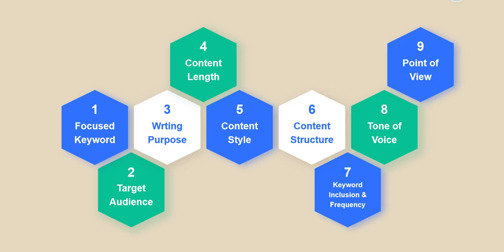Okay. So here is the major focus we need to consider when we are making an AI writing plan. So first is your keywords, and then your target audience. You need to point out, right? So when we are writing the AI prompts, these are the major things we need to consider. So your writing purpose, content length, content style, and content structure, maybe keyword inclusion. Keyword inclusion is very unique for Wordhero AI.